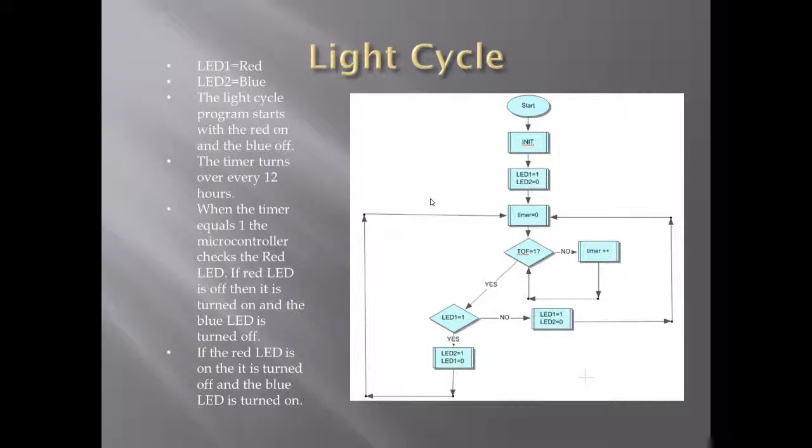For the light cycle, they're using 2 different kinds of LEDs, the red and the blue lights, to simulate night and day. They'll initialize these both at the beginning to verify that everything is working correctly, and then they'll turn the red LEDs on to simulate daytime, and the blue LEDs off because the red LEDs are the only ones on. Then they will have a timekeeping section where the timer will turn over every 12 hours.